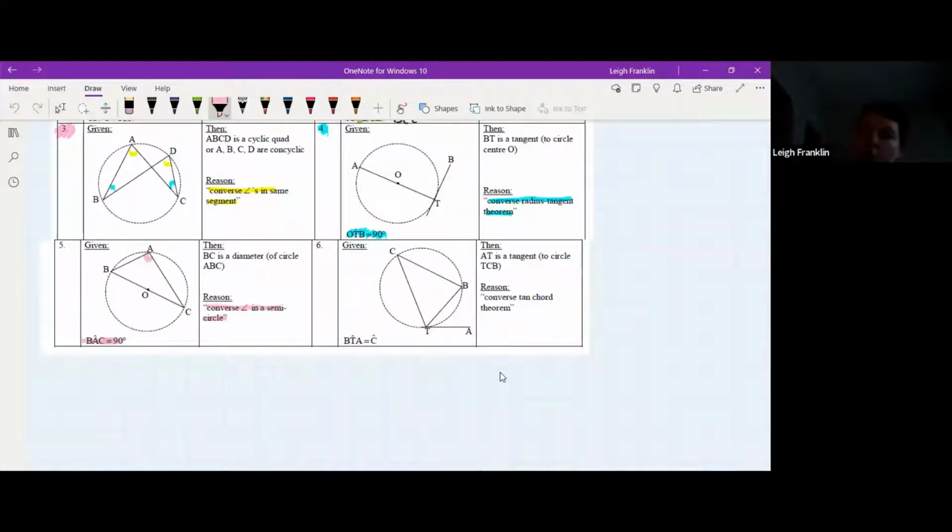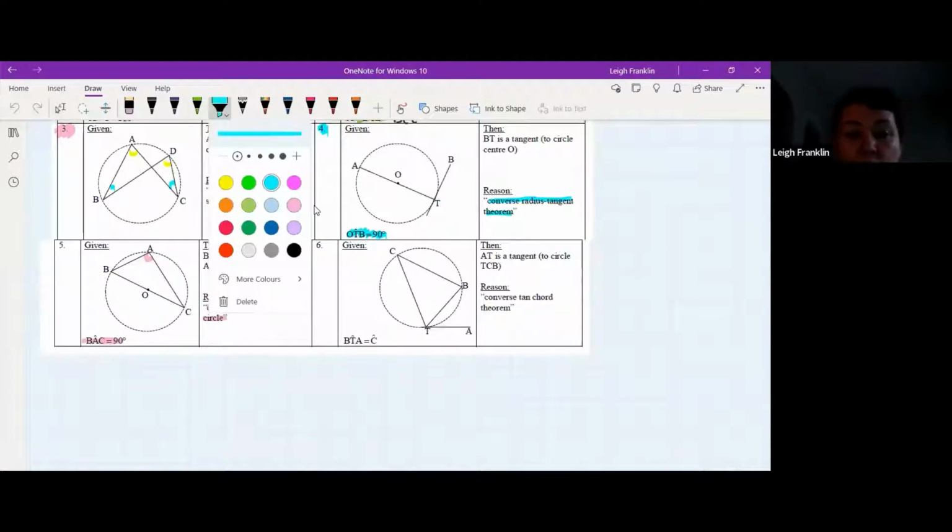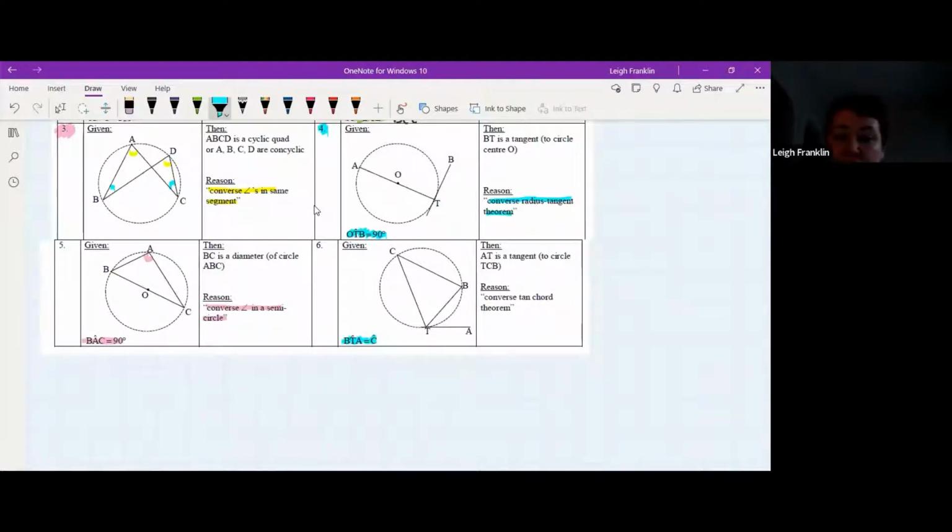And then another converse that also proves that a line is a tangent to a circle is converse tan chord theorem. I'm going to highlight this in blue as well. So if angle BTA equals angle C, then it means that AT will be a tangent to the circle, and that is converse tan chord theorem. So if we can work out that this angle over here equals that one over there, then we can deduce that AT is a tangent to this circle.